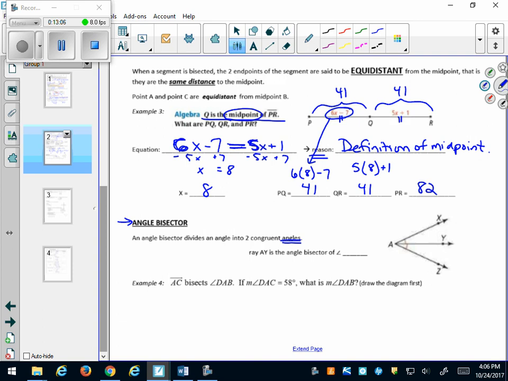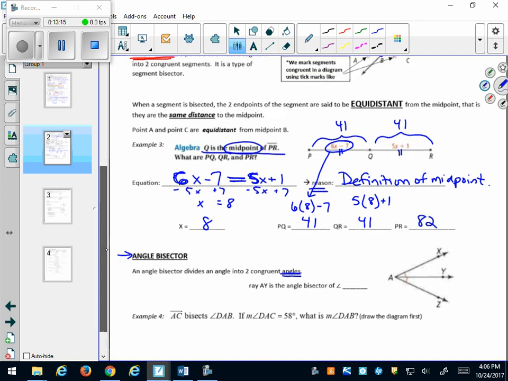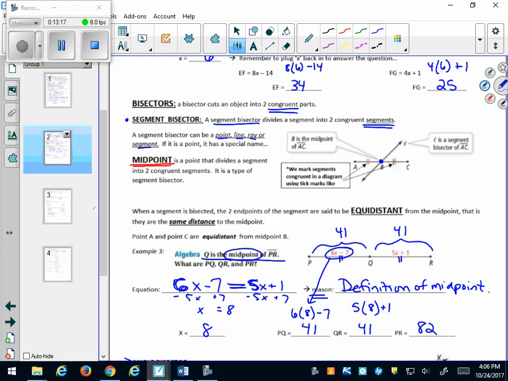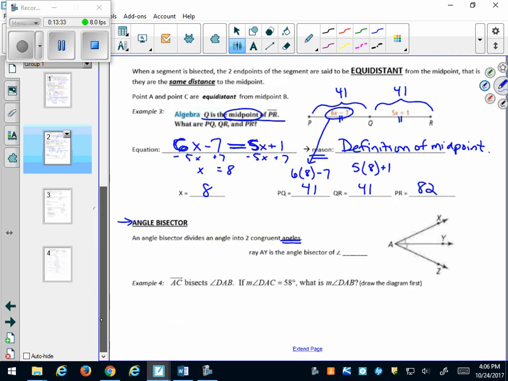Okay, so angle bisectors, which we've talked about before in class. An angle bisector divides an angle into two congruent angles. So let's just compare the difference. A segment bisector divides a segment into two congruent segments. Clearly when you split something in half, you have two halves of that thing. If you split a cookie in half, you have two halves of a cookie. If you split a segment in half, you have two segments that are the same. Here, if you split an angle in half, you're going to have two angles that are the same measure or congruent to each other.